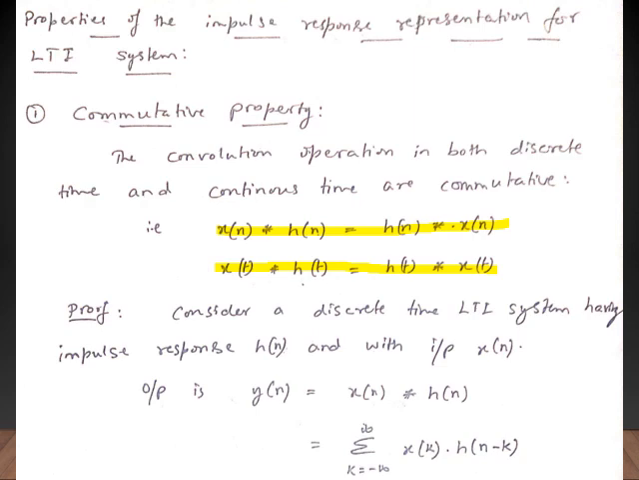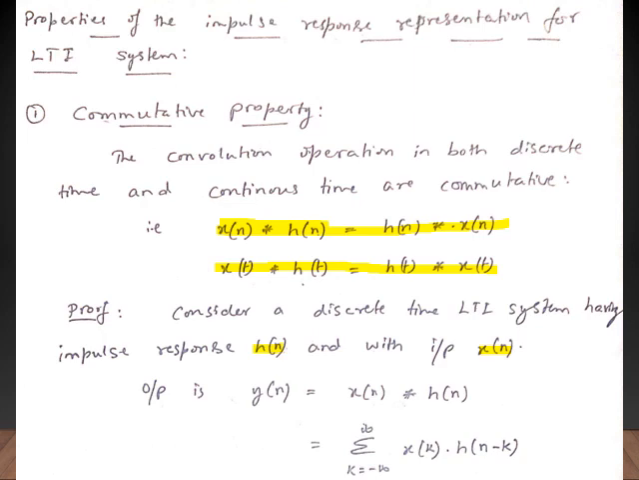So for the proof, we are taking one particular condition. I cannot prove both together, so I'll first take a discrete time LTI system. If I consider the impulse response for the discrete time LTI system, it is h of n, along with the input, that is x of n. With respect to the first equation, x of n convoluted with h of n, I'll take the final output over here.